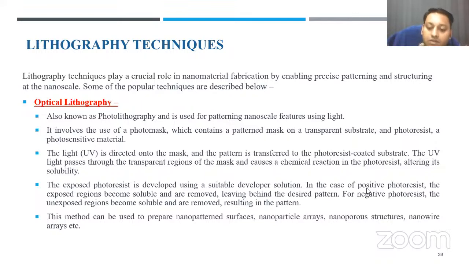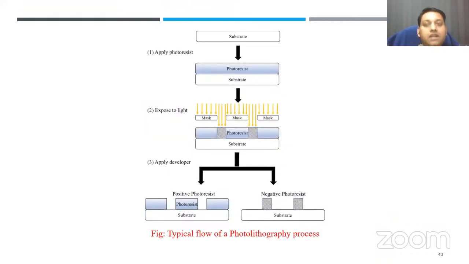You need to place a mask in between the UV light and the photoresist deposited on the substrate. The mask will allow the UV light to pass through in certain portions and will not allow it in certain portions. The portions that receive light lead to either hardening or softening of the photoresist. Thereby you create a pattern. There are two kinds of pattern that can be formed: one because of the positive photoresist, and the other because of the negative photoresist.